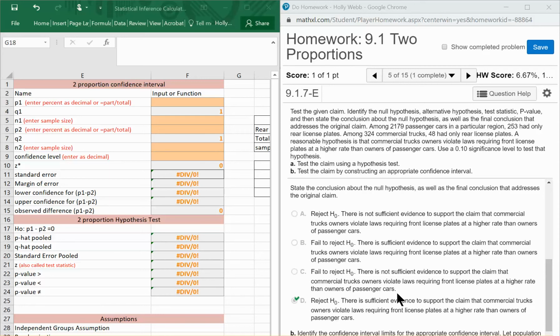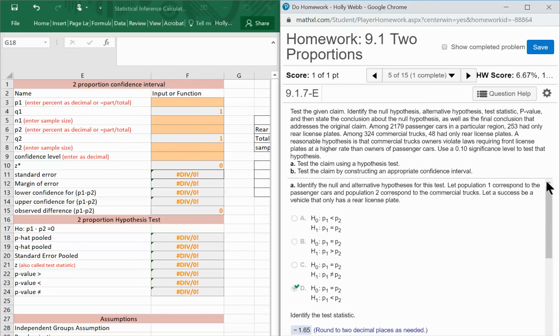And it's important to note up here that it says let population 1 correspond to passenger cars and population 2 correspond to commercial trucks. So if the hypothesis is that truck owners violate the law at a higher rate than passenger car owners, then our alternative hypothesis will be that P1, the car owners, have a lower rate, so P1 is less than P2. Cars violate less often than the trucks do. So we're going to compare the two sample proportions of cars and trucks.